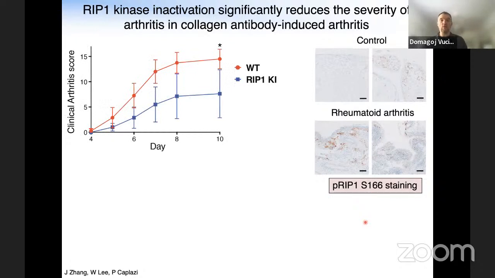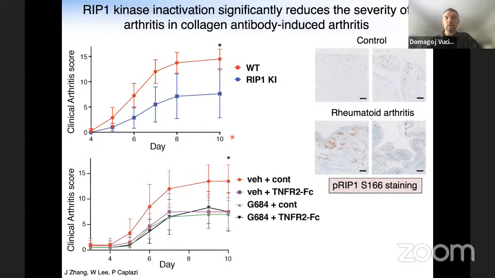And now, if we do this model of anti-collagen antibody-induced arthritis, you see here that RIP1 kinase dead animals have a 50% reduction in the clinical arthritis score. It's not 100%, but it's a 50% reduction. Then we repeated that with another compound, or with a TNF blocking reagent. As you can see, remarkably, the compound has the same effect as the RIP1 kinase dead mice, right? 50% reduction here, 50% reduction here.